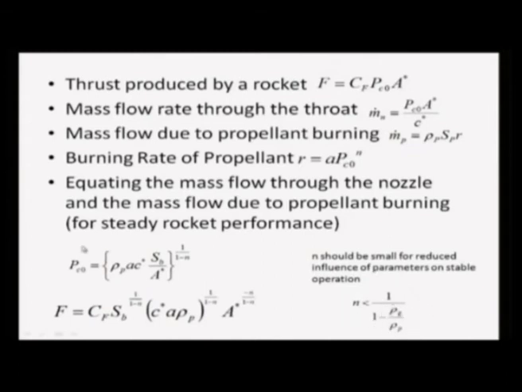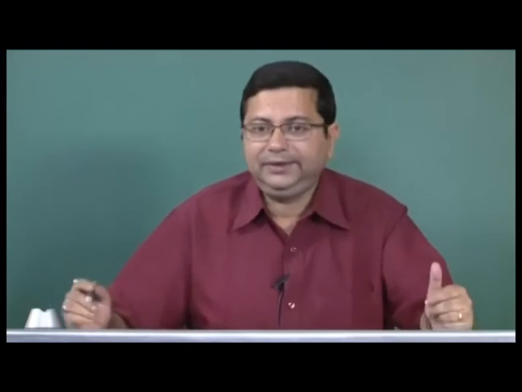So, now once we have this P C naught, we can put it back in this expression and get the expression for the thrust. Now in this expression we have the burning rate properties or characteristics also included. So, this gives me the equation for thrust produced by a solid propellant rocket burning at a certain rate.